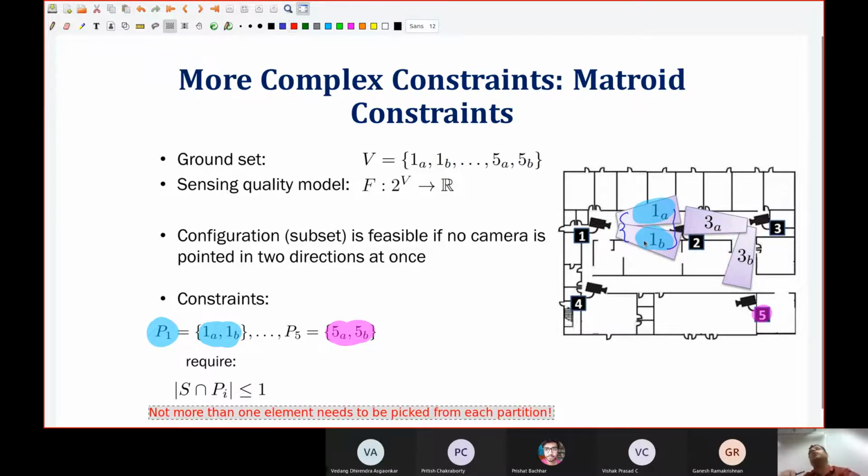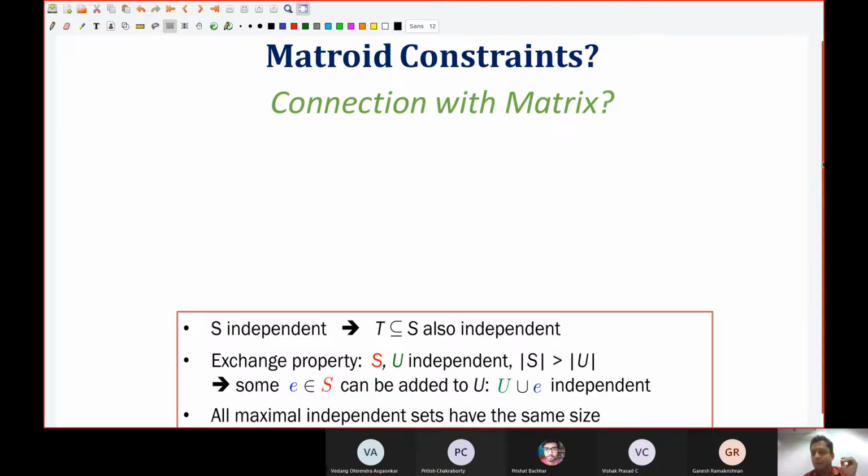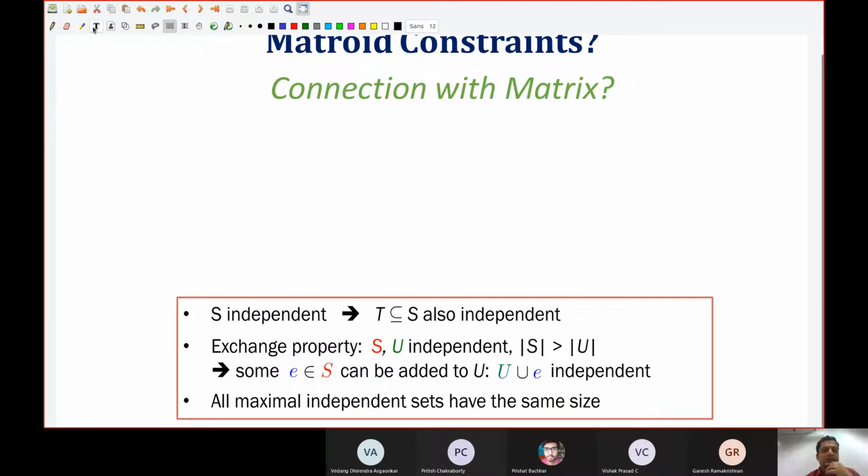Where to install cameras and what you expect from the cameras are another constraint. So this is a different view. Either P1 is looking in 1A or 1B, or P5 is looking in 5A or 5B. Now I'm going to go back to matrices. The moment you say matroid, you think of matrices. I say partition matroid, but what itself is a matroid? Let me illustrate this with matrices.